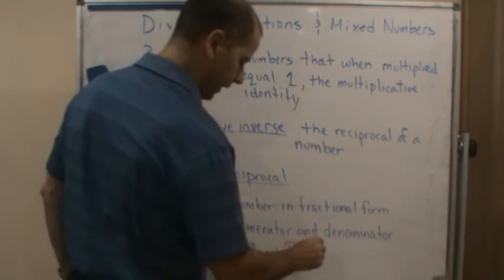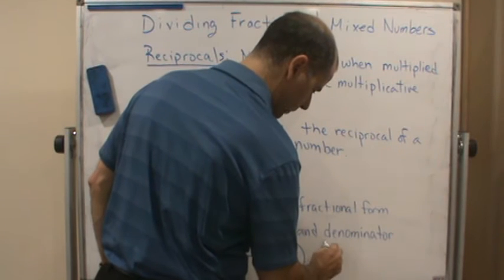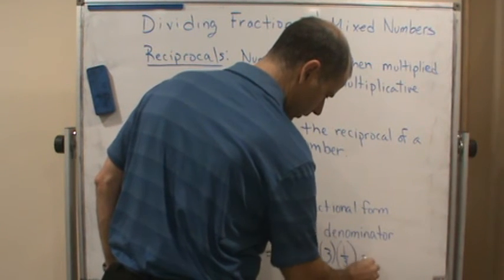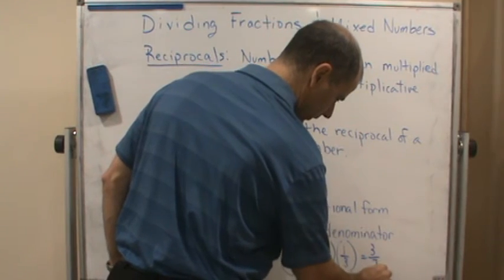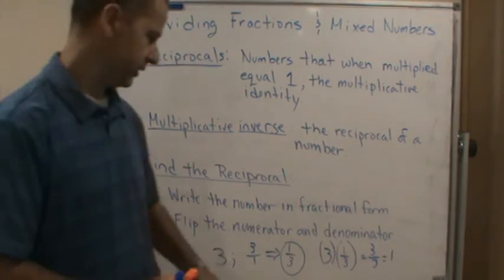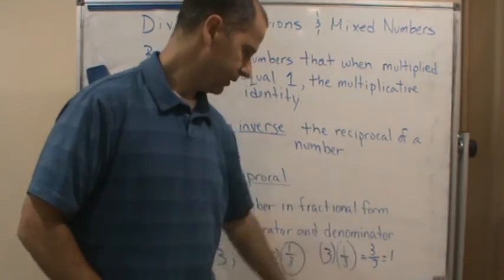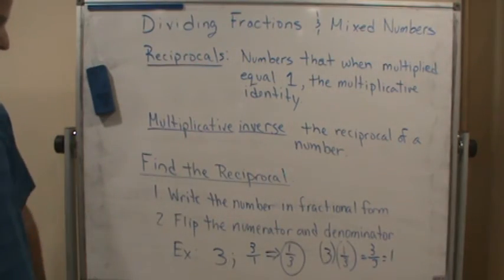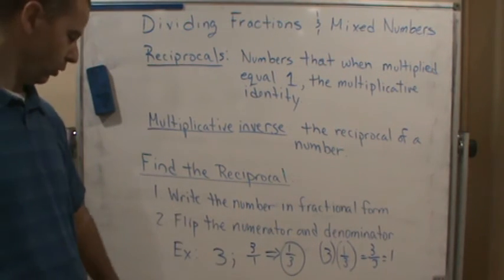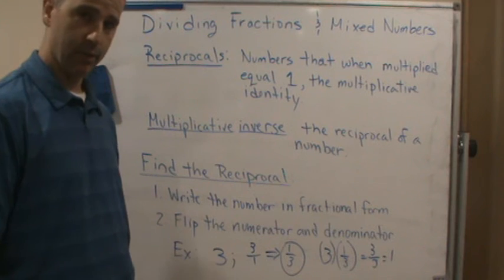Why? Because again, if I ask the question, what do I have to multiply 3 by to get 1? It's 1/3. So I get 3 over 3, which equals 1. And there's your proof. So this is how you check. So do I get 1? And in this case, yes. So 3 and 1/3 are reciprocals of each other, or they're inverses of each other.